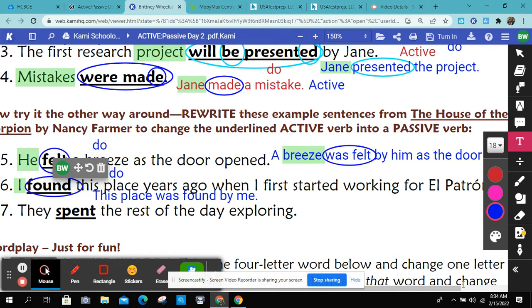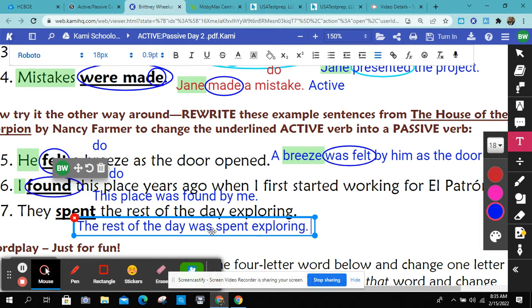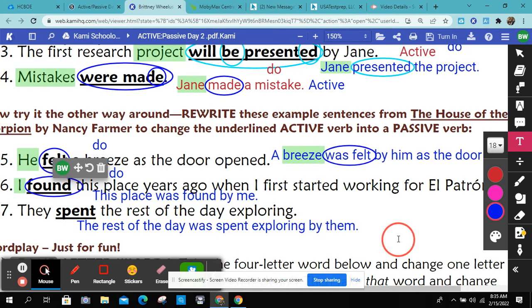All right, they spent the rest of the day exploring. The rest of the day was spent exploring. Okay. The biggest thing is you've got to put in a linking verb there. Exploring by them.